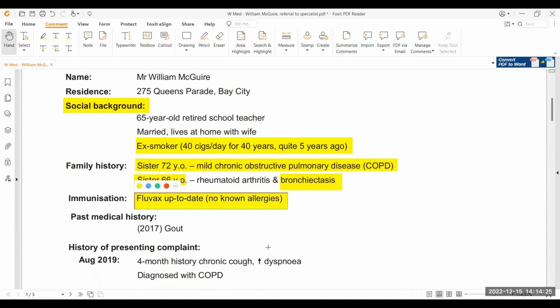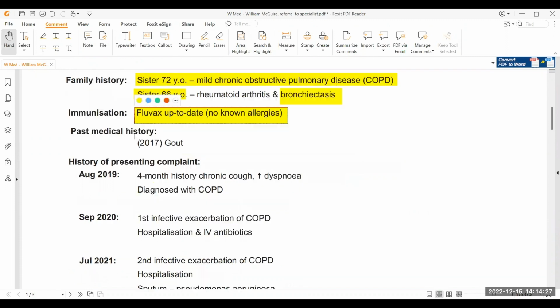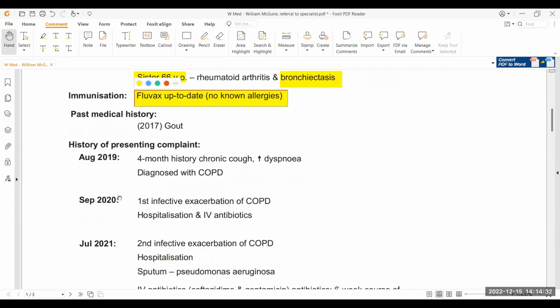Now let's take a look at the past medical history. We can see here that we seem to have more than one set of dates. And whenever that happens, dates in a case note are very important because they allow you to make sense of what happened during this timeline. So the past medical history is about a 2017 gout. So this one is non-relevant. It's older, it's not going to be relevant.